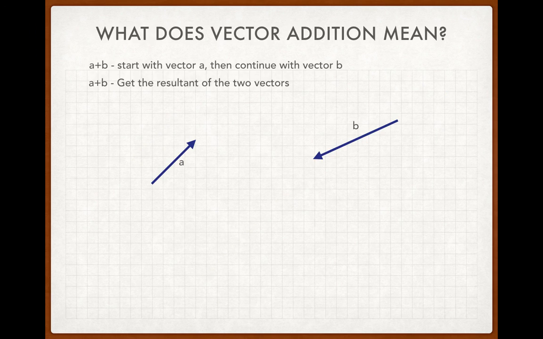Okay. What does vector addition mean? So if you were to explain what vector addition means, you would start with the first vector, which in this case is the vector a, then continue on with the vector b. So I've got two vectors, a and b, and what I'm going to do is continue one on from the other. So we start from the tail of a, we go to the tip of a, and then from the tip of a, we continue on via the tail of b to the tip of b. And then to get the vector a plus b, you'd have to get the resultant of those two vectors, which is that.